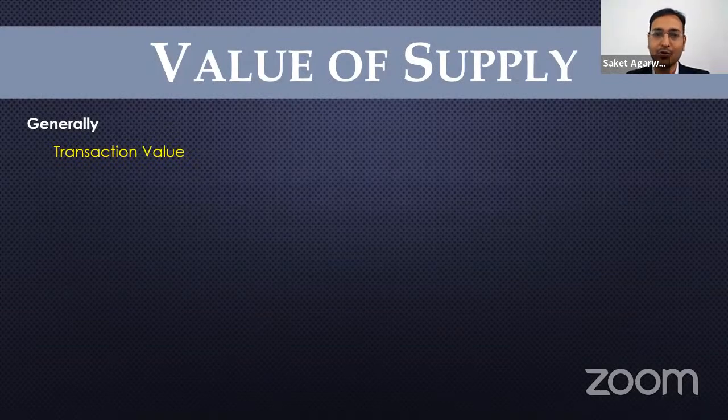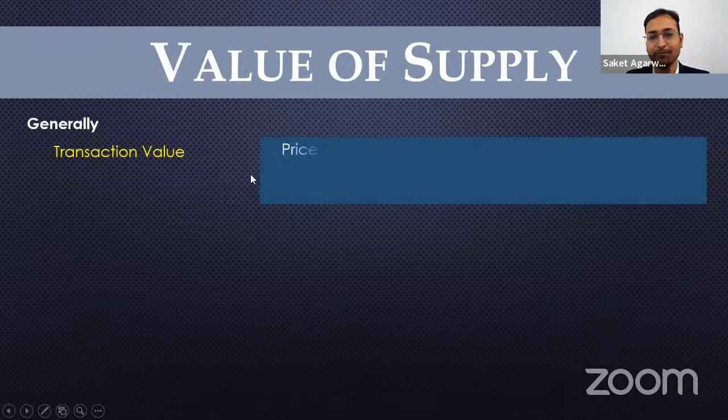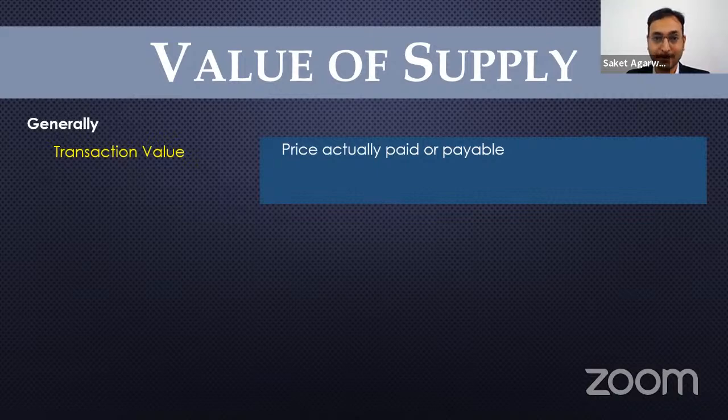In that case, we all know 60,000 is the amount on which we are going to charge GST. That simple value is referred to as transaction value under GST. What is transaction value? Transaction value is defined to mean the price actually paid or payable when the supplier and buyer are not related.